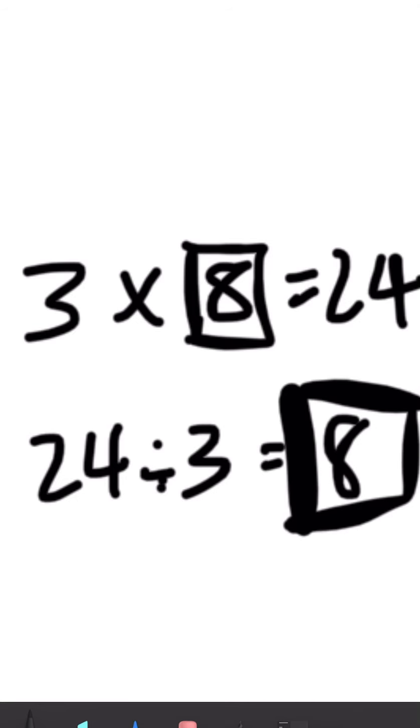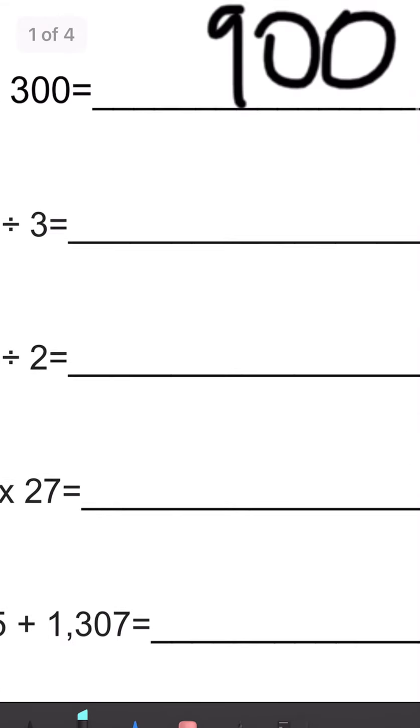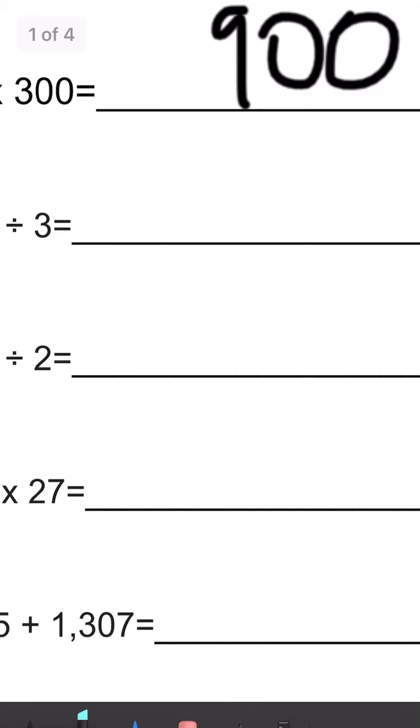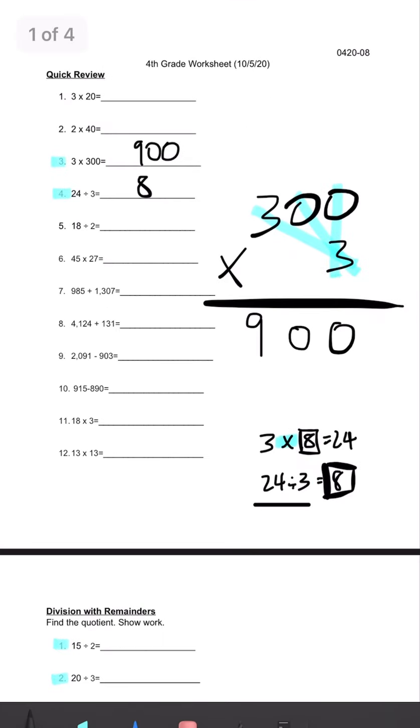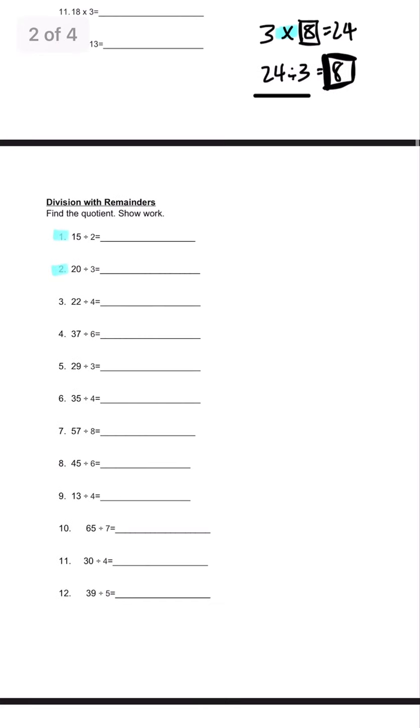Okay, so if you don't know how to do division, or if division confuses you, then just go ahead and think of the other sign, which is multiplication. So over here, we'll write 8. Okay, so go ahead and try the rest. We'll move on to page 2.